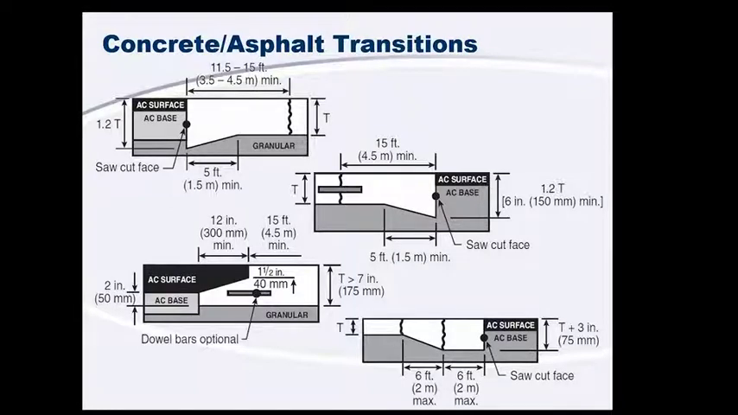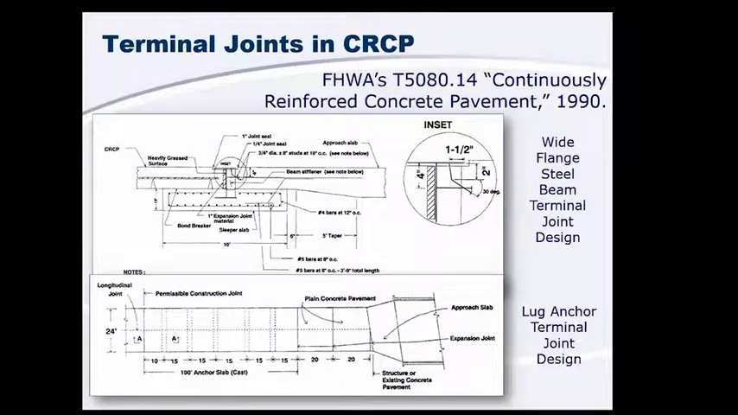So we've tried the thickened edge, and that seems to work well. A few different scenarios of that, one without a dowel, one with a dowel, one where the thickened edge is actually extended a few feet. We've also tried extending the concrete under the asphalt a little bit, and that also seems to work. A dowel is a good idea in there to make sure you maintain load transfer into that concrete section over here. So next up are terminal joints in our CRC.